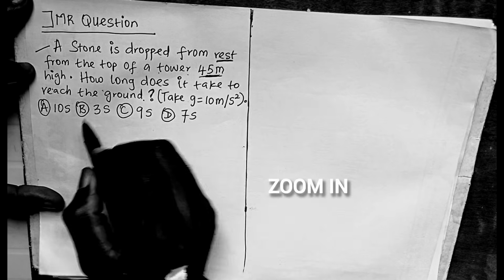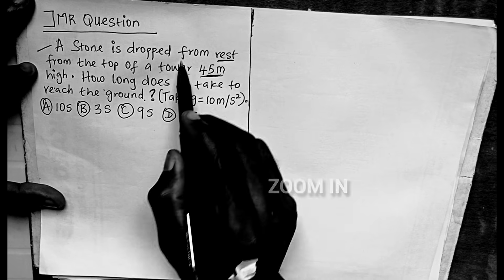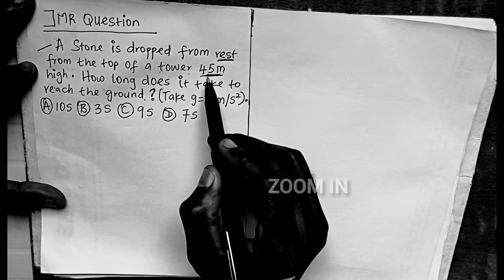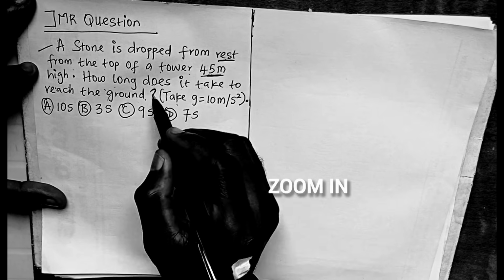So let's read the question again, because I was reading it to understand. Let's now read it straightforward. A stone is dropped from rest from the top of a tower, 45 meters high. How long does it take to reach the ground? Acceleration due to gravity, question again.